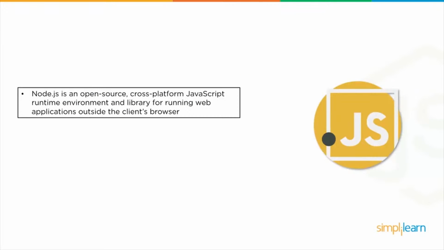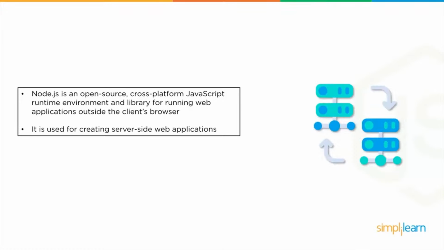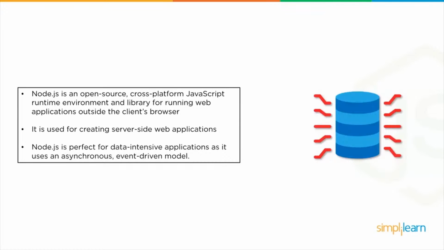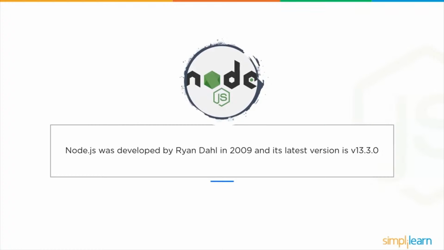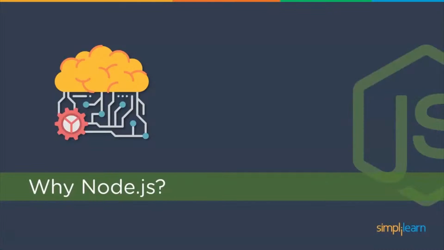So Node.js is an open source, cross-platform JavaScript runtime environment for running server-side applications. It is used to develop I/O-intensive web applications like video streaming sites, single-page applications, online chatting applications, and other web applications. It is used by large, established companies and newly minted startups. Node.js was developed by Ryan Dahl in 2009, and at the time of this session, its latest version is v13.3.0. Now that we know what Node.js is, let's look at why it was so prevalent in the field of web development.